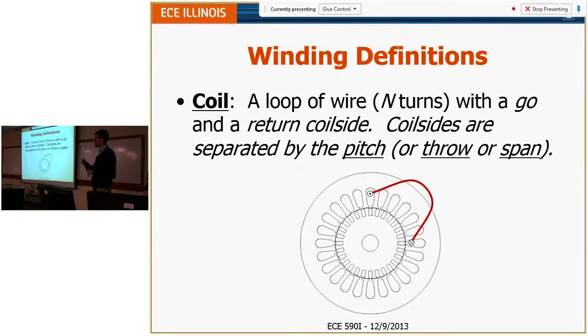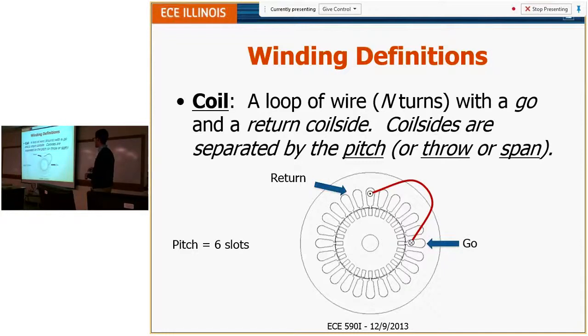So just a quick definition. A coil is just a loop of wire, has end turns, and has a go and return coil side. And the coil sides are separated by the pitch or throw, or some people call it span as well. That's another thing that's confusing in machines, is that GE uses, let's say, pitch, and Westinghouse uses throw, and another company uses span. So if you look at a paper, you might not even understand it because the terminology is completely different. And people in Europe use terminology that's even different than any other company in the U.S.